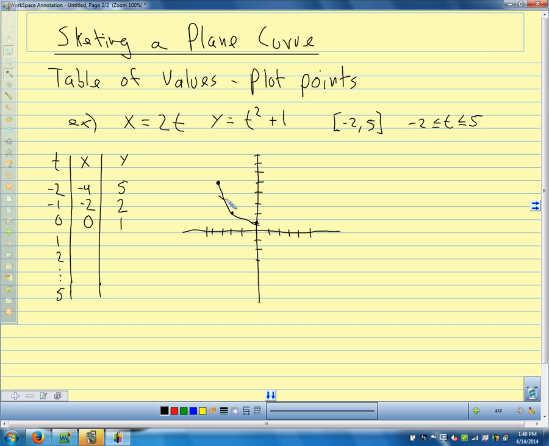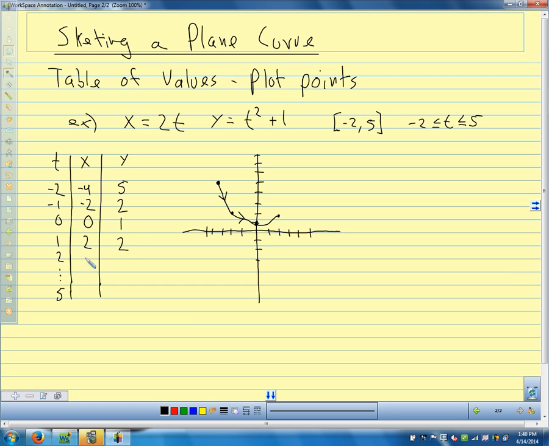And notice that we're traveling as t gets bigger. As t is increasing, I'm traveling on my curve from left to right. And we'll talk about that in just a second. When t equals 1, x equals 2, and y equals 2. So there's a point 2, 2, so we go up along like so.